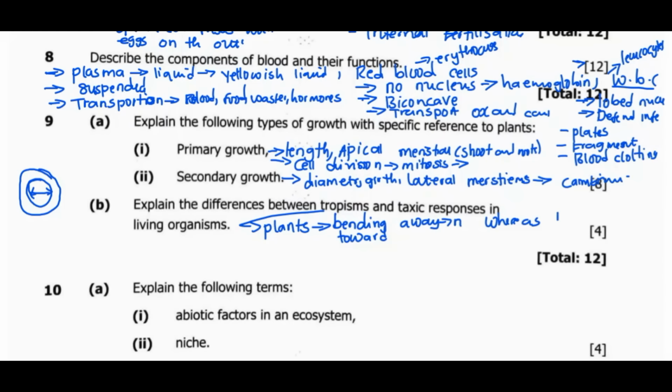Whereas a taxic response has to do with animals. Here you just have to know that the entire body moves. For example, if you as an individual move from one position to another, like from your home going to school, that is a taxic response. Now that is just movement, but let's say you are sitting where there is too much sun and you feel it's very hot, then you want to move to where we have the shade.